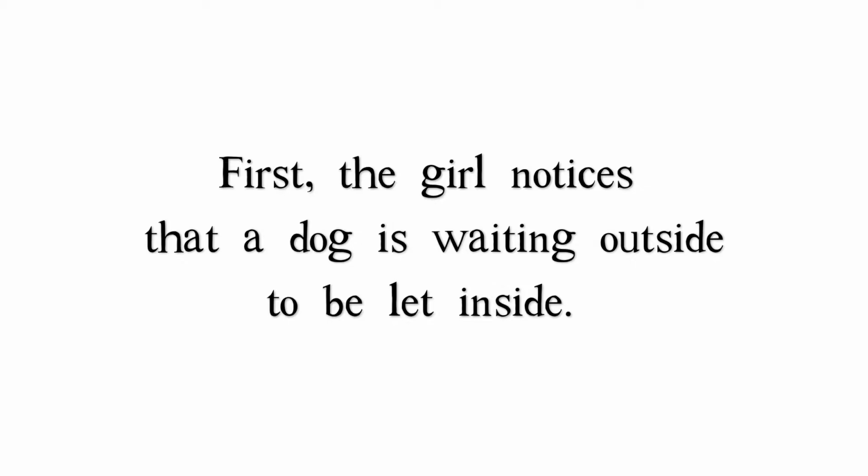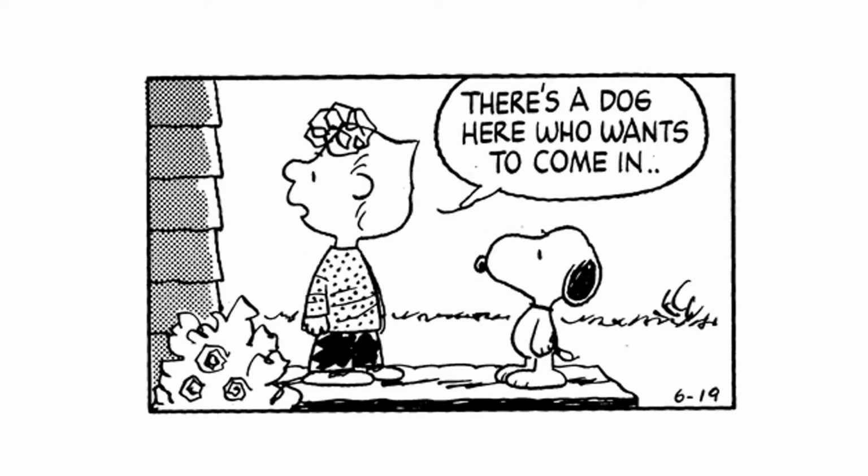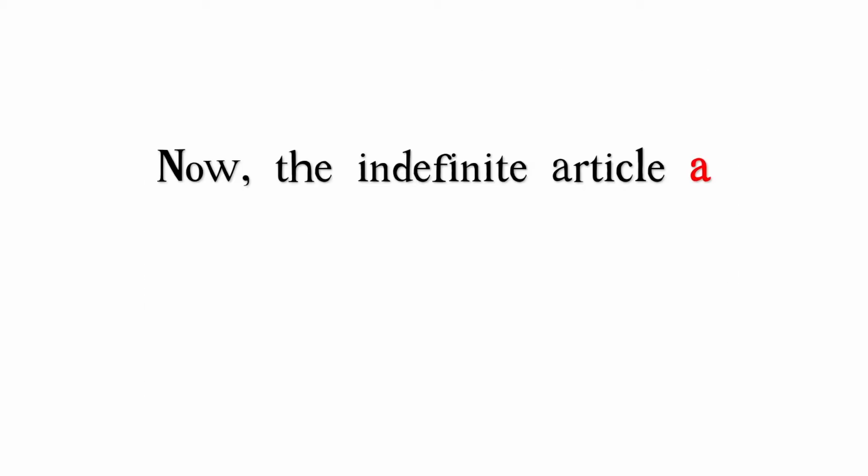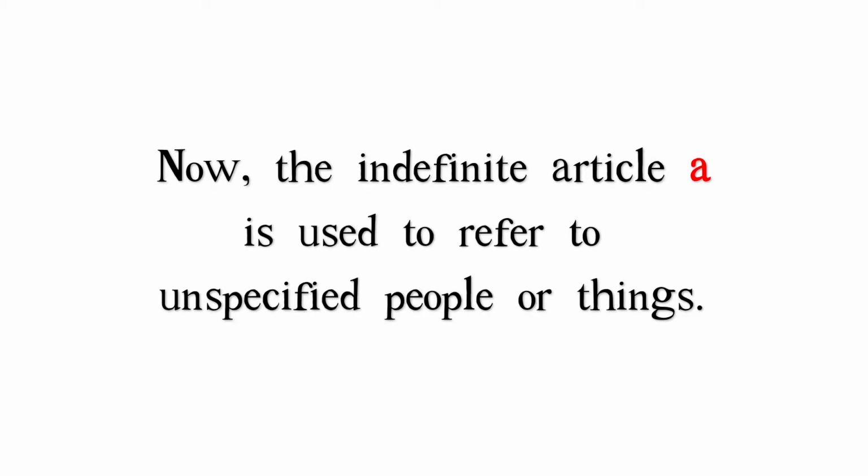First, the girl notices that a dog is waiting outside to be let inside. "There's a dog here who wants to come in." Now, the indefinite article, a, is used to refer to unspecified people or things.